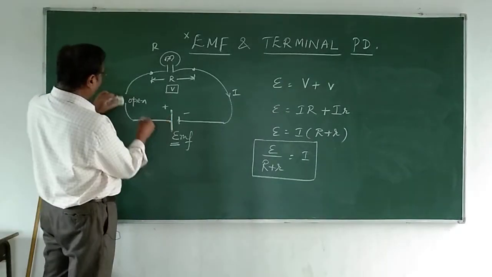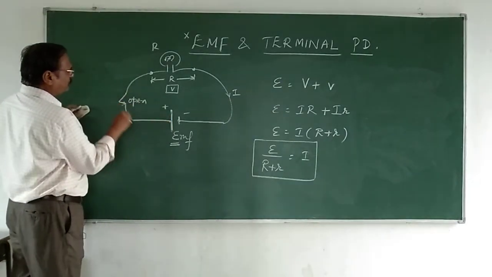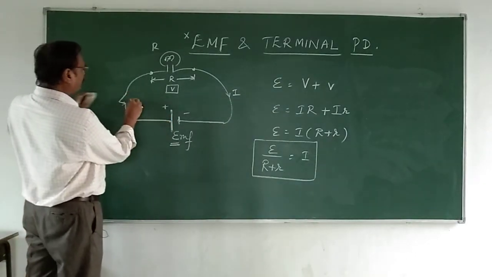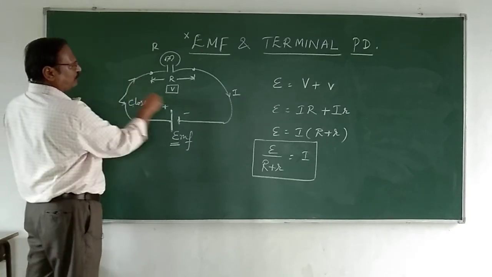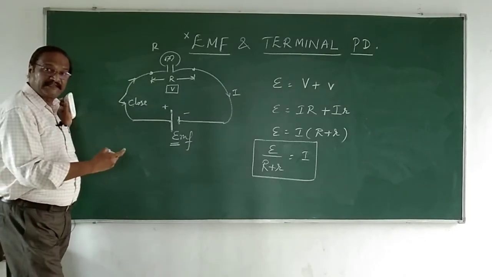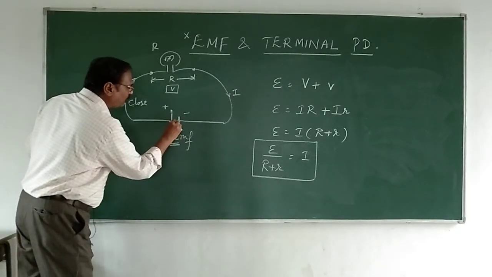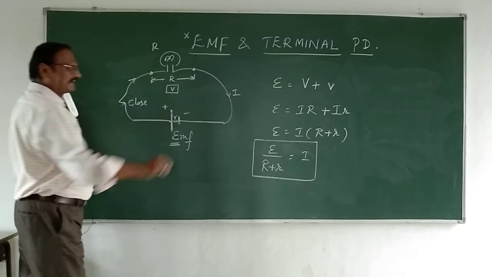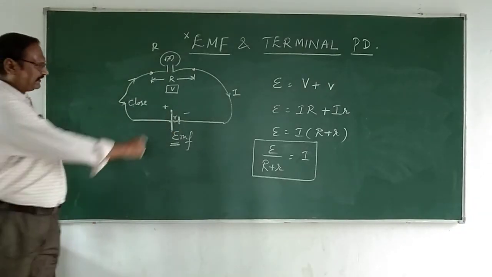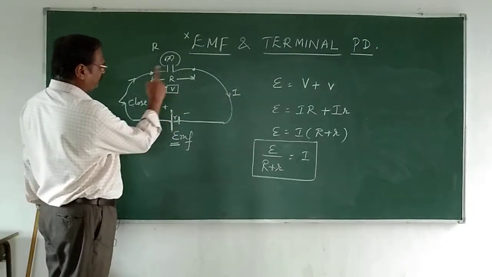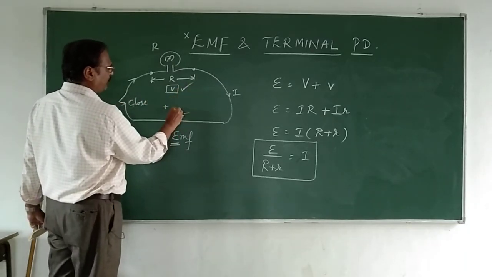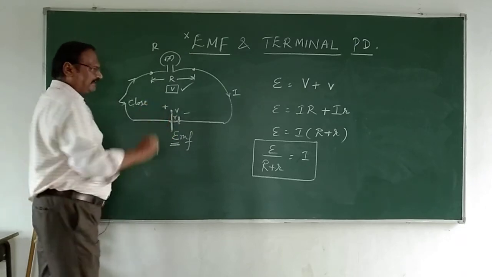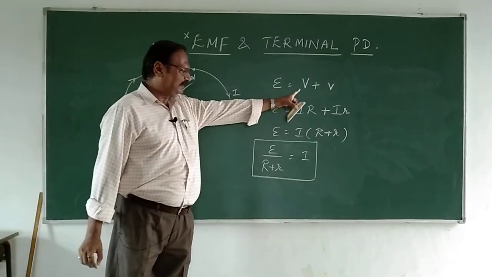And the moment I close it, and the current is flowing through, positive to negative, what will happen? There will be a small drop in potential inside the cell. That is the internal resistance. That is why when you measure, you have to measure the external resistance and the potential drop across the internal resistance. That is the total value.